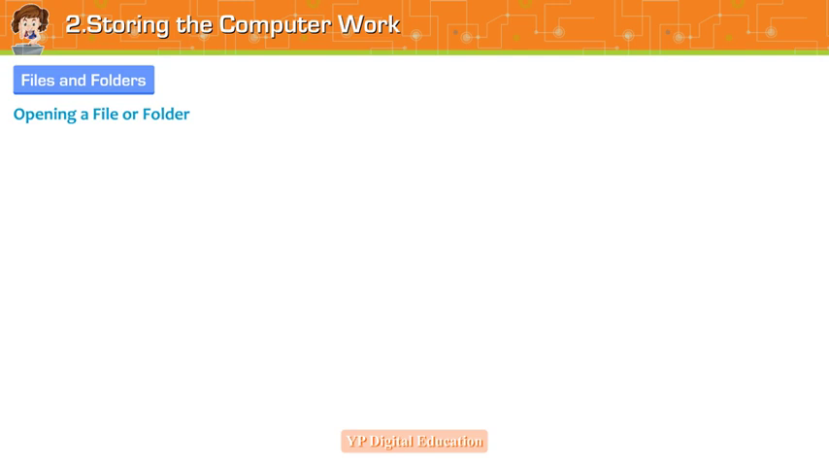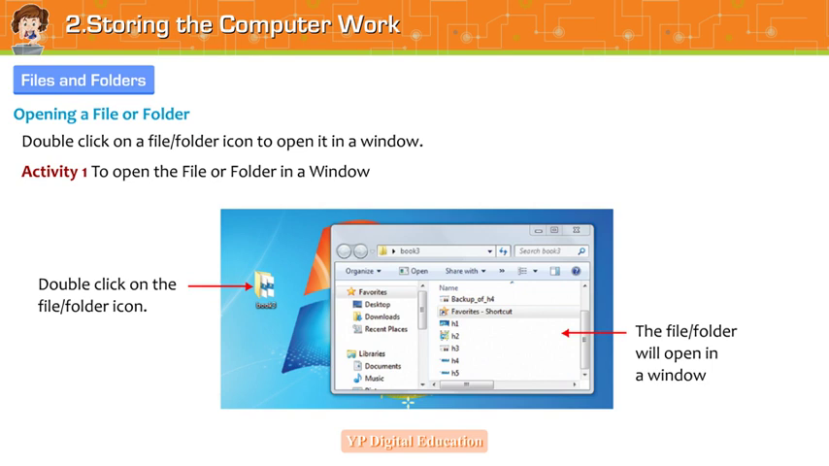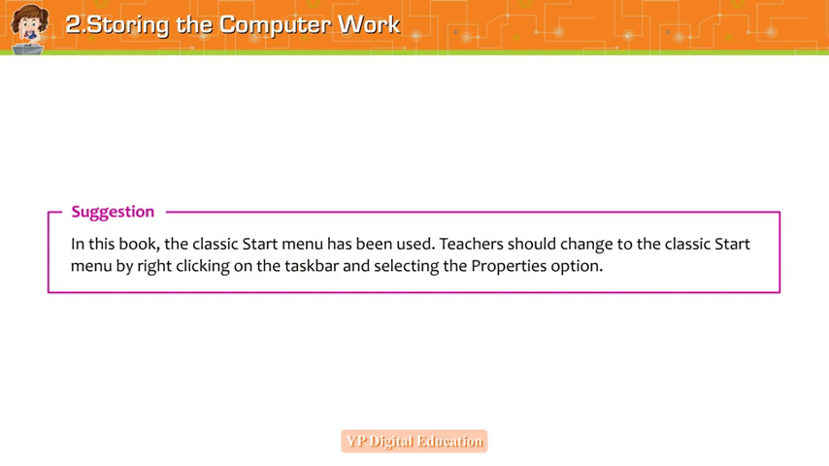Opening a file or folder. Double-click on a file or folder icon to open it in a window. Activity 1. To open the file or folder in a window, double-click on the file or folder icon. The file or folder will open in a window. Suggestion. In this book, the classic start menu has been used. Teachers should change to the classic start menu by right-clicking on the taskbar and selecting the Properties option.